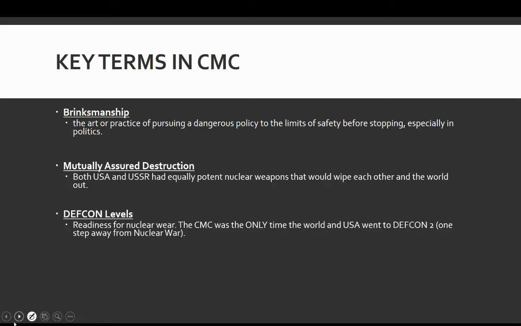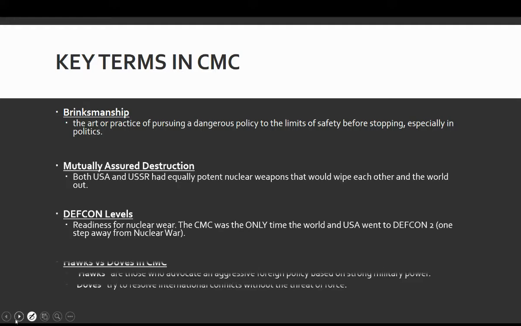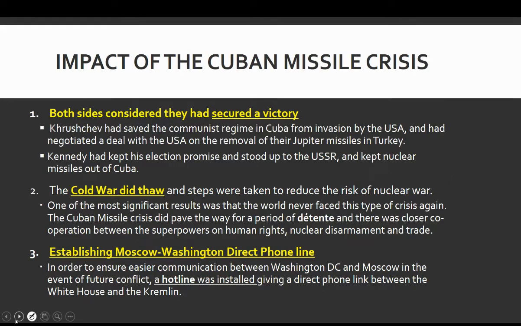The concept of DEFCON levels: the USA was at the second highest level of alert, and the next level would have just been war to begin with. And this was the highest level of nuclear war readiness that the country has ever been until today even. And of course, the two groups of people in the American camp: the Hawks, who wanted Kennedy to go to war, and the Doves, who wanted Kennedy to consider more peaceful diplomatic ways to resolve this crisis.